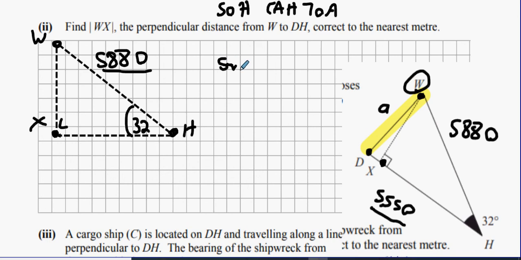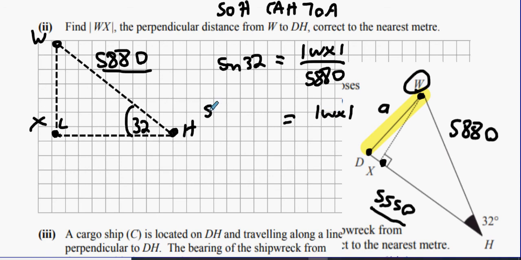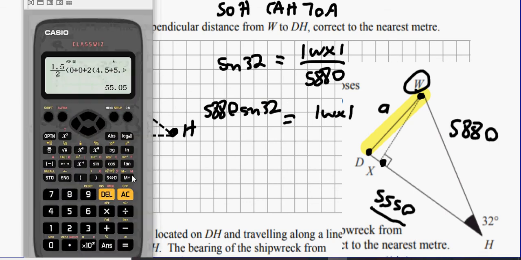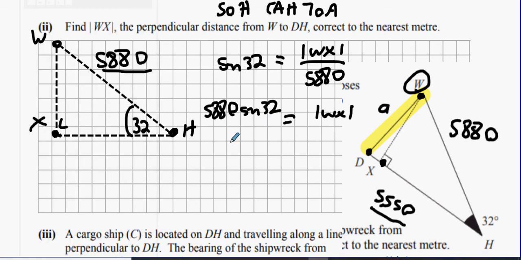So sine 32 is the opposite, which is WX, divided by the hypotenuse, which is 5,880. Cross multiply up and you get the answer. What's 5,880 times sine 32? 3,116.